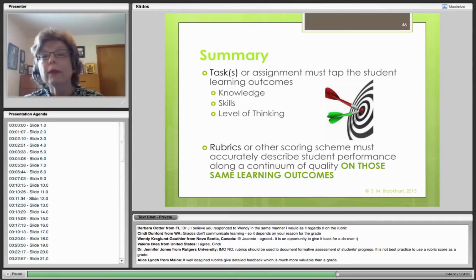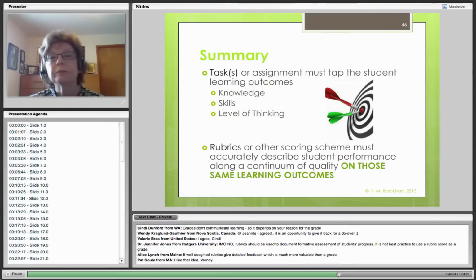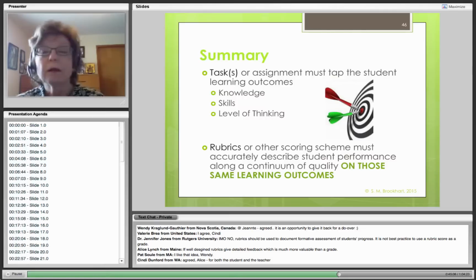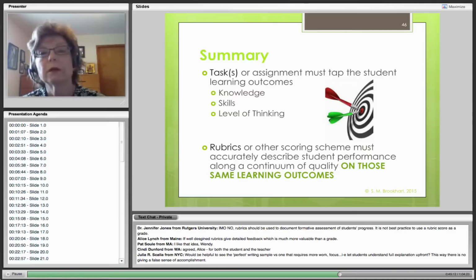Because when the work goes home with the student and all that's left is the score on the rubric, if you haven't assessed the substance of the learning outcomes, the student knowledge and skills and thinking that that learning outcome gives, then you've knocked the stuffing out of your lovely task and you don't have evidence of student learning.